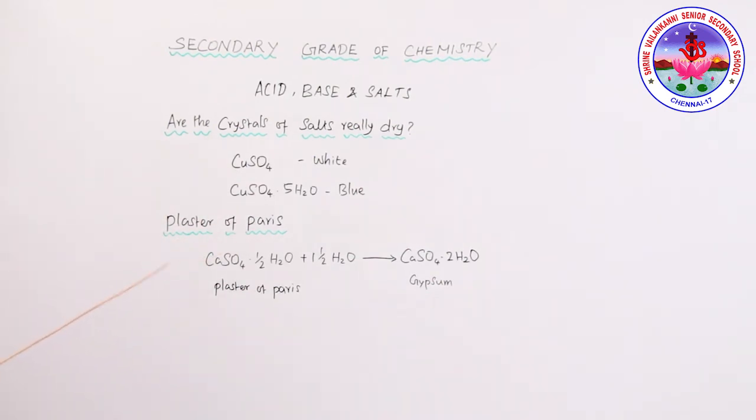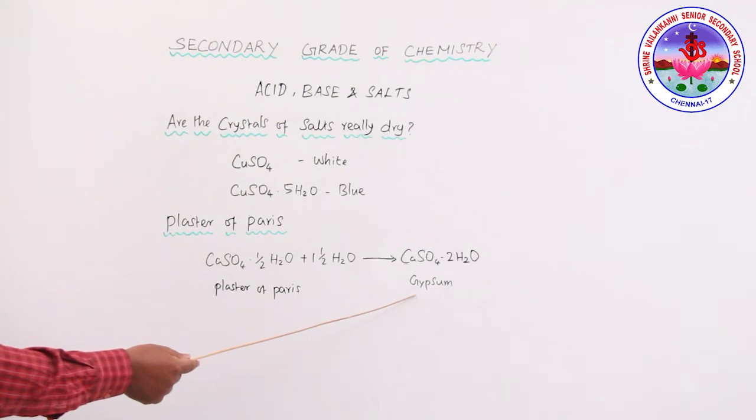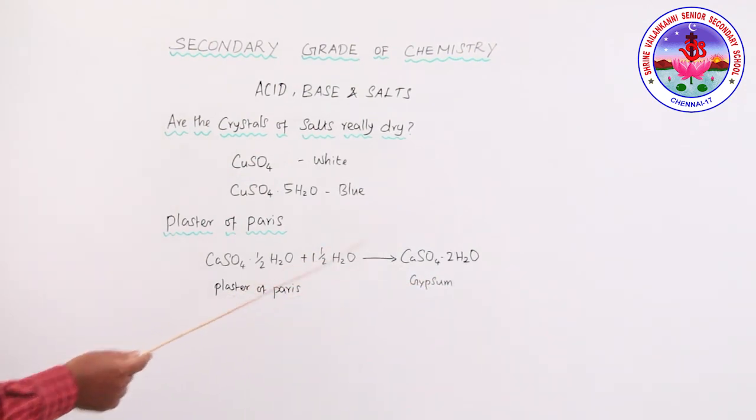Then the plaster of Paris. On heating gypsum at 373 Kelvin, it loses water molecules and becomes calcium sulfate hemihydrate, CaSO4.1/2H2O. That is why it is called hemihydrate. This is called plaster of Paris. Doctors use it as a plaster for supporting fractured bones in the right position. Plaster of Paris is a white powder, and on mixing with water it changes to gypsum once again, giving a hard solid mass.